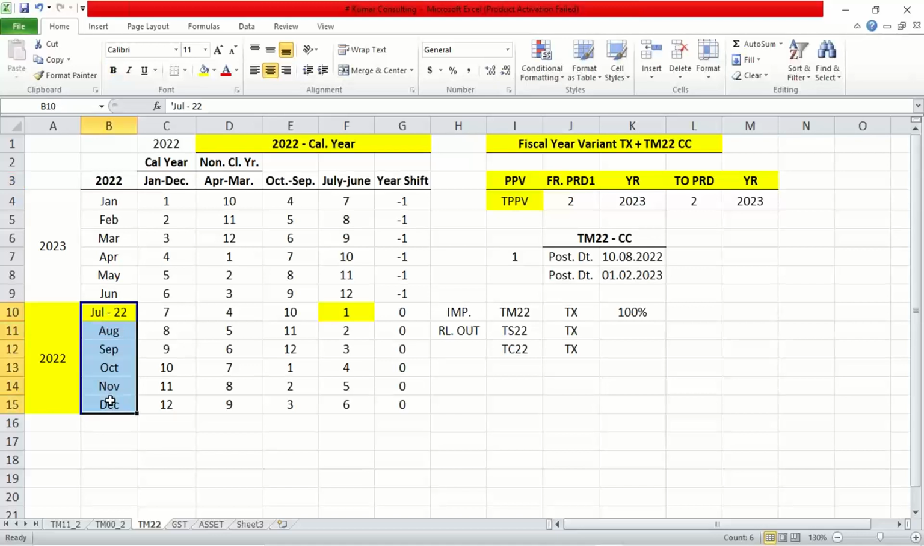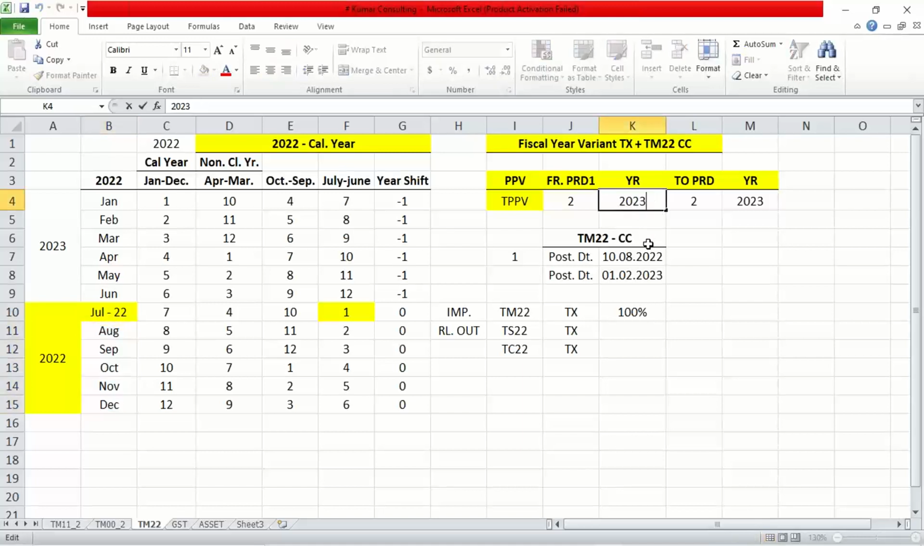So July onwards, if somebody is going to post, what is happening here? As I said, 22 means the year will be 22, and here also the year will be 22. So till here there is no problem, right? December 2022, calendar year December 2022, if the transactions are going to be posted, here the period will be 6 and the year 2022.